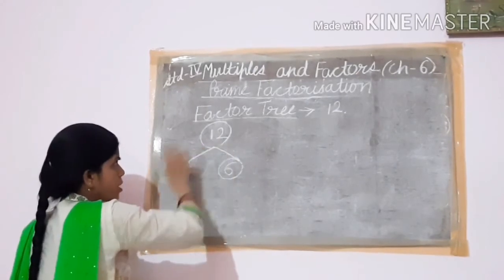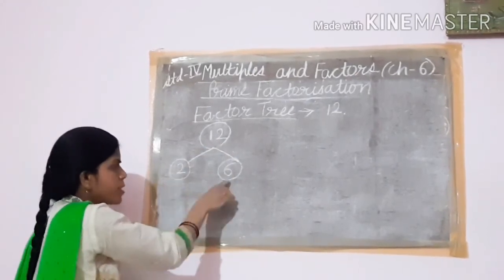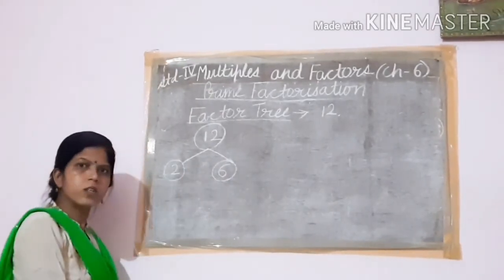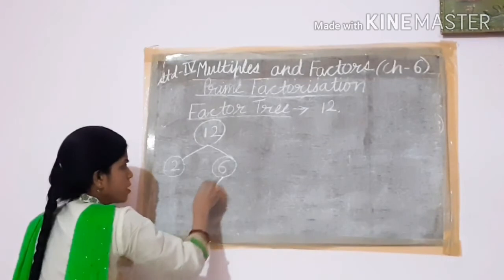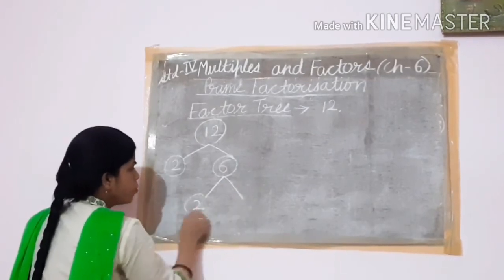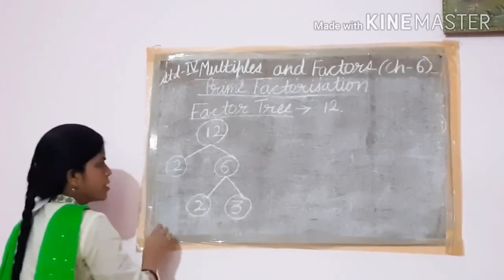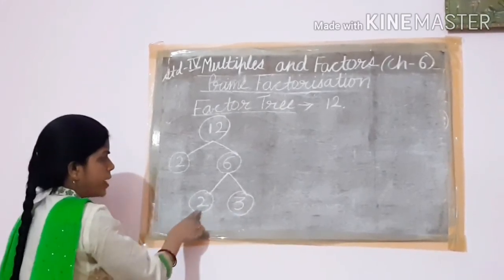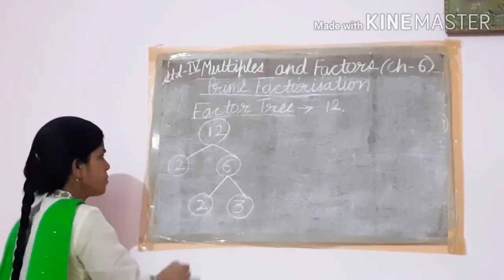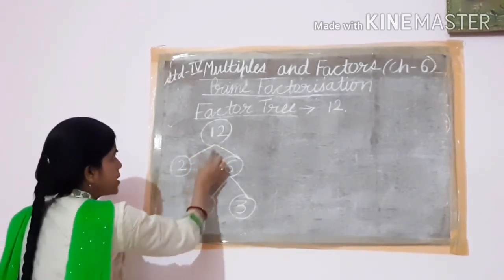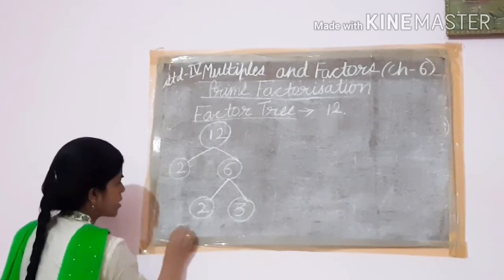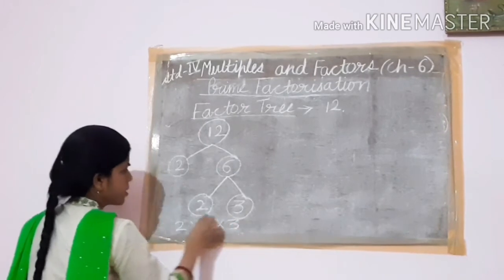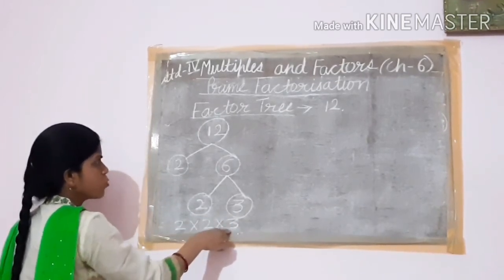We got the product 12. 2 is a prime number, but 6 is not a prime number. So again you have to find the factors of 6. 2 3s are 6. Now we got the factors 2 and 3, and 2 and 3 both are prime numbers. So this is the factor tree we made of 12. So what are the prime factors? 2 multiplied by 2 multiplied by 3. 2 2s are 4, 4 3s are 12.